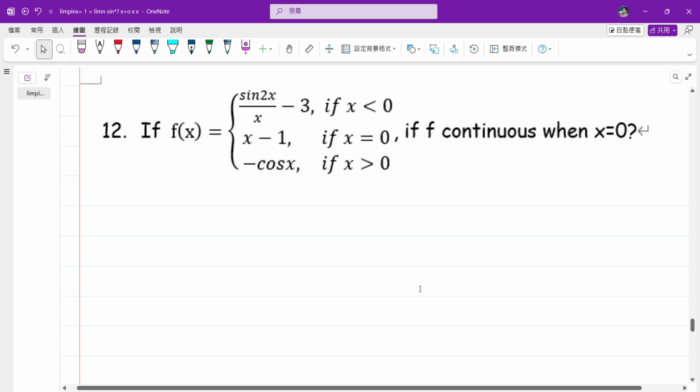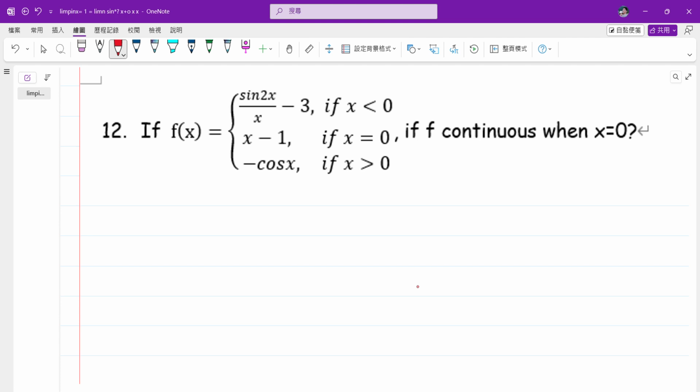Okay, question 12. Right, so to determine whether f of x is continuous at a certain point, we have to find the limit and that value. So find the limit first, limit x approach 0 of f of x.